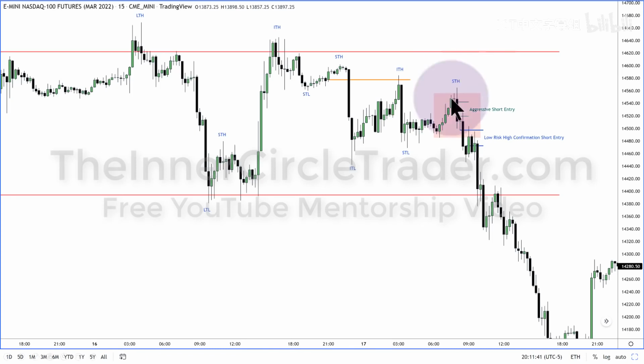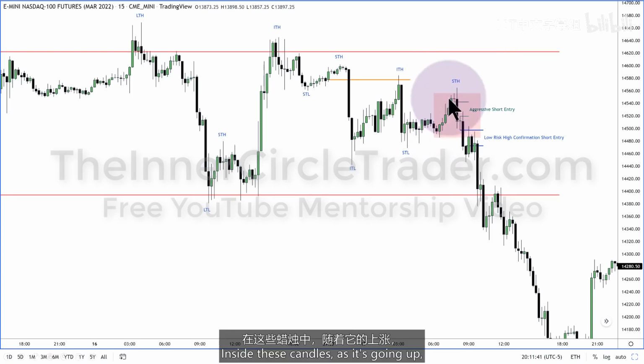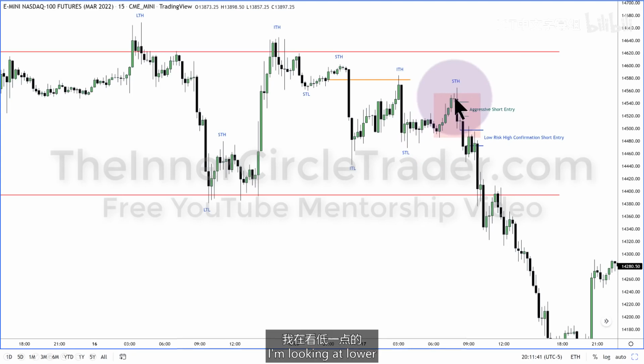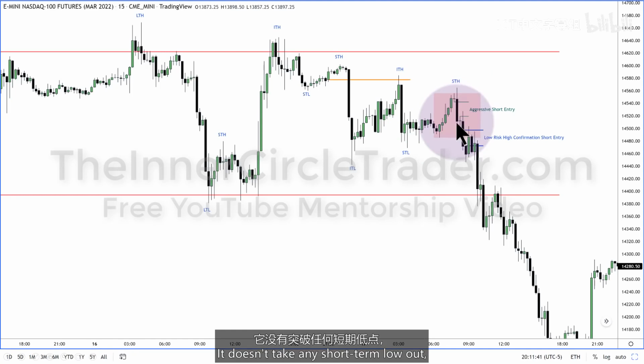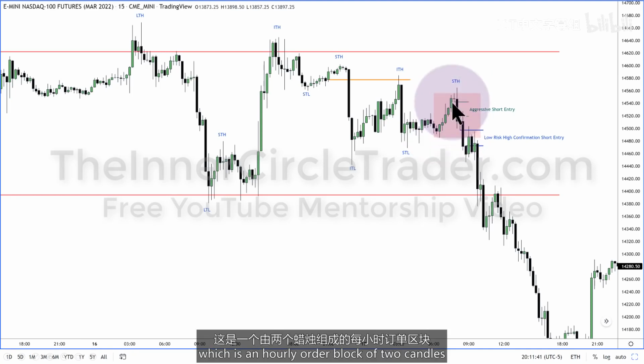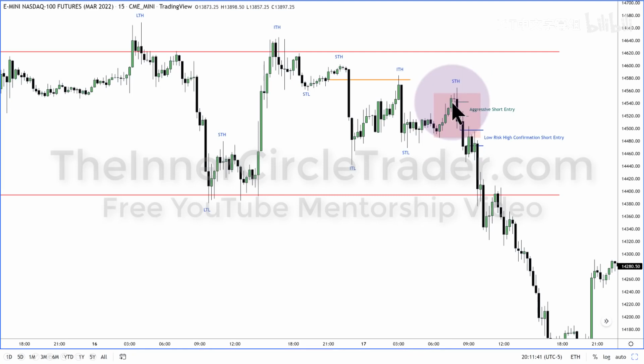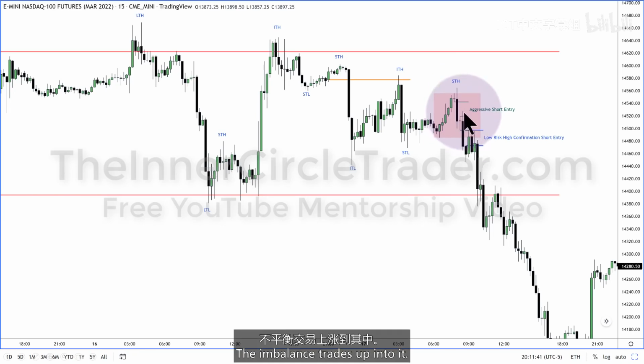Now let's go back into the order block. Inside these candles as it's going up, I'm looking at lower time frame charts, and this is a 15-minute time frame. We see it break down. It doesn't take any short-term low out, but it's inside these up close candles, which is an hourly order block of 2 candles each. The imbalance trades up into it. That's your aggressive sell. Your stop could be right above that high.